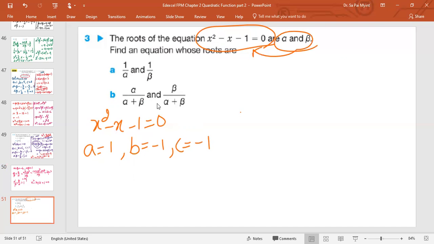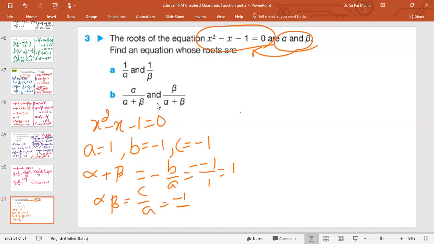alpha and beta are roots of this equation. That's why for the sum of the roots, basically you define alpha plus beta. Alpha plus beta is negative b over a, negative minus 1 over 1. What do you get? 1. And then alpha beta equal to c by a. You get minus 1 over 1, equal to minus 1. Okay, we have found the sum of the roots and product of the roots.